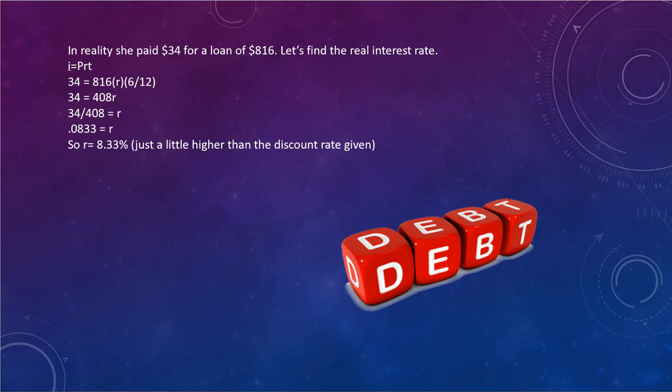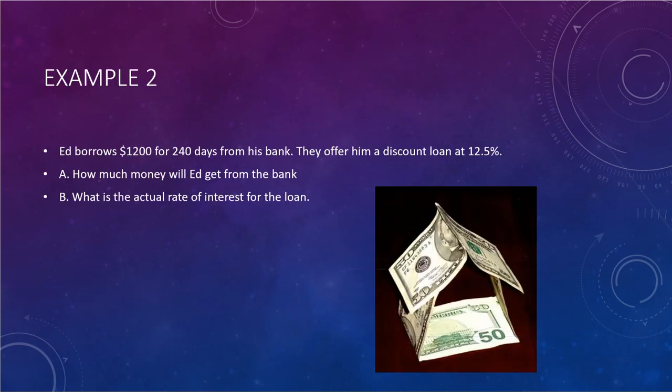Let's clean up the right-hand side first. We know 6 over 12 is a half, so I multiplied a half times 816. It gave me 408. So I'm going to divide 34 by 408 to get my rate. I put that in the calculator. It gave me 0.0833, and it would keep repeating, but we're just going to call it at that. So we have R equals 8.33%. So originally they were saying we're charging you 8% for the bank discount, and in actuality it's 8.33, just a little bit higher.